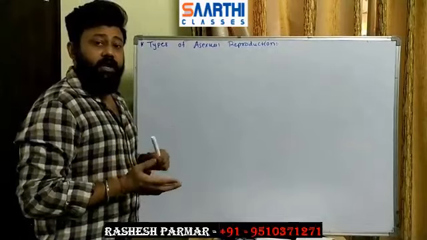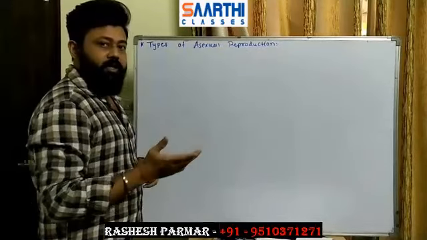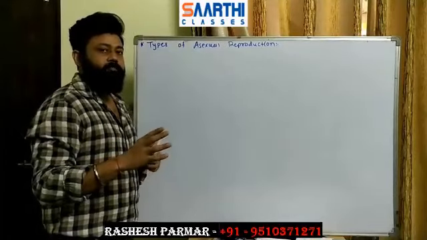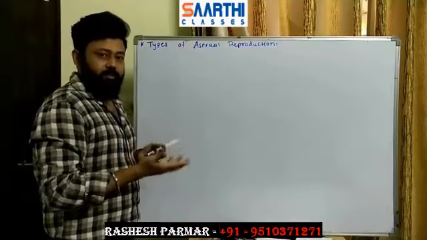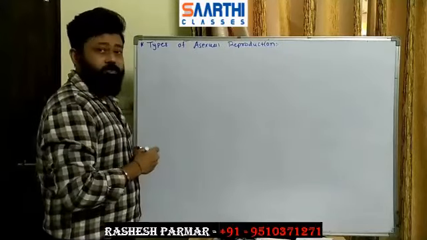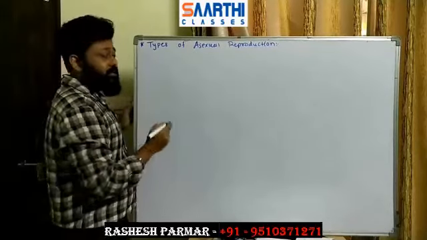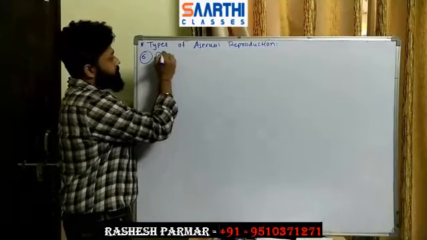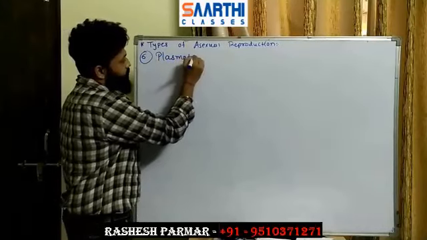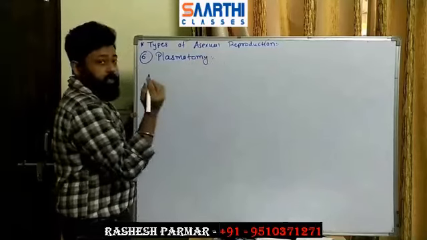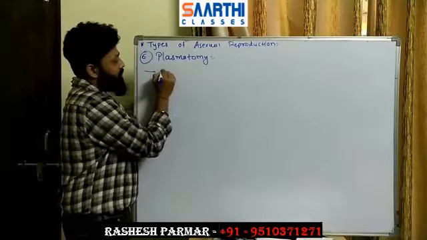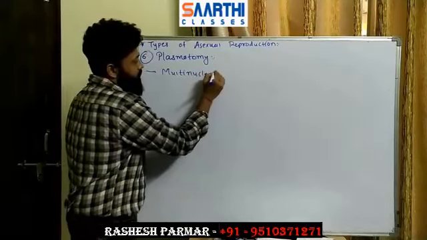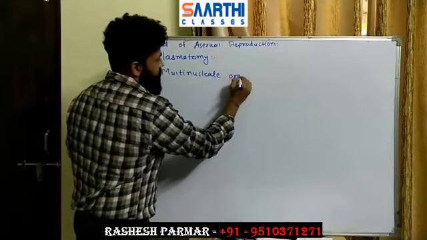Now we'll start a new method of asexual reproduction, which is not given in your books. We'll discuss it for NEET purposes. So listen to me very carefully. It is the sixth method, plasmotomy. This is observed in multinucleate organisms.